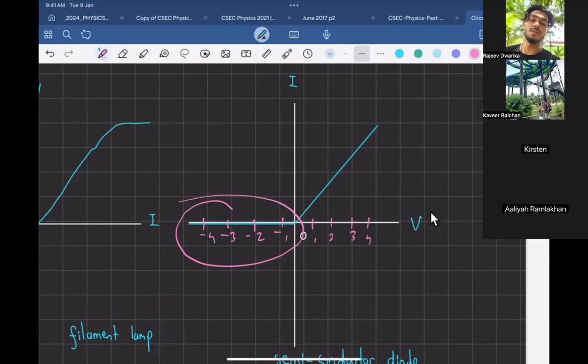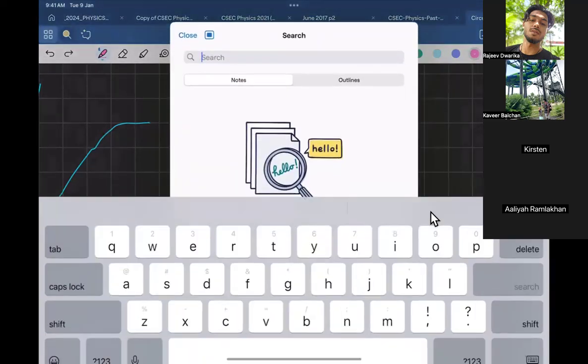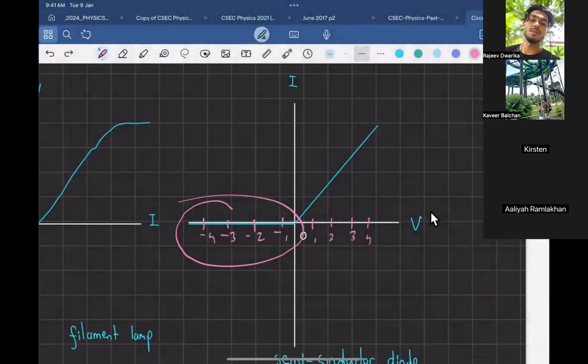Negative. Let me just leave it as 0. It's basically 0. If you read off the value on the y-axis, it's basically 0. What that means is when the voltage is negative, is any current flowing?